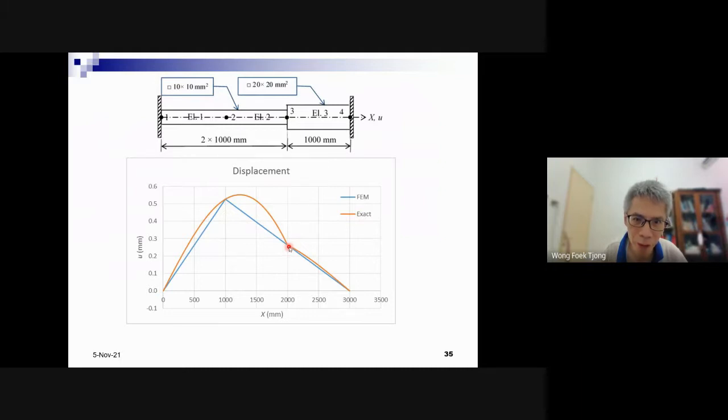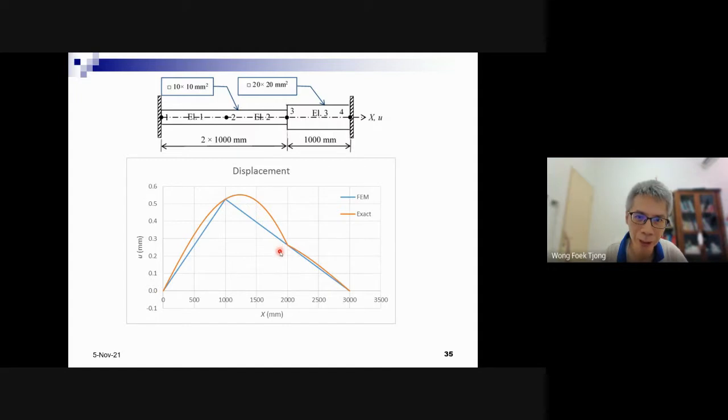But for the finite element solution, as usual, each element is linear, okay? And it's exact at the nodes, even though the displacement inside is not accurate. See the finite element displacement, for example, at the middle here. According to finite element, this is 0.4 millimeter, but the exact is more than 0.5. It's not accurate, but of course, it's exact at the nodes.